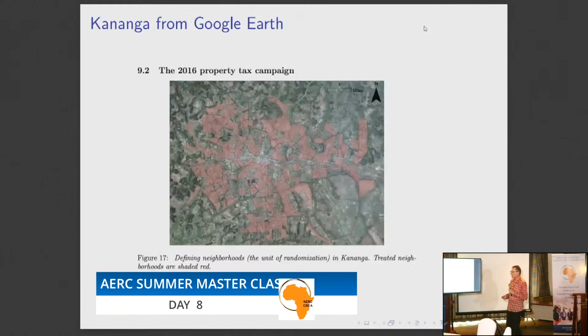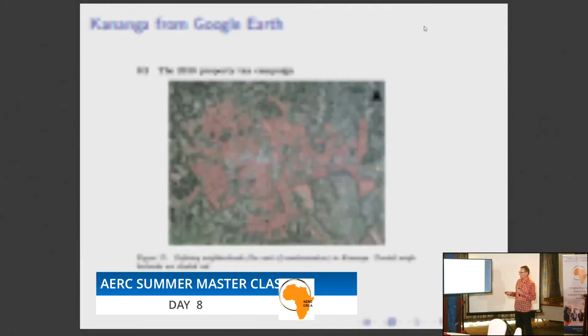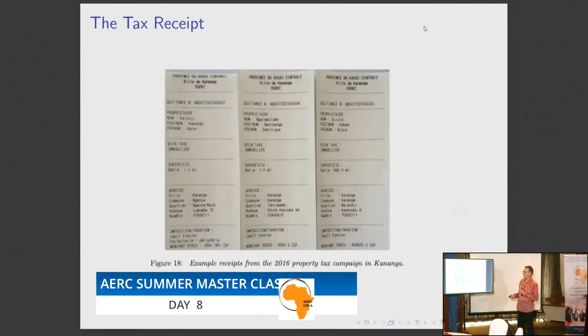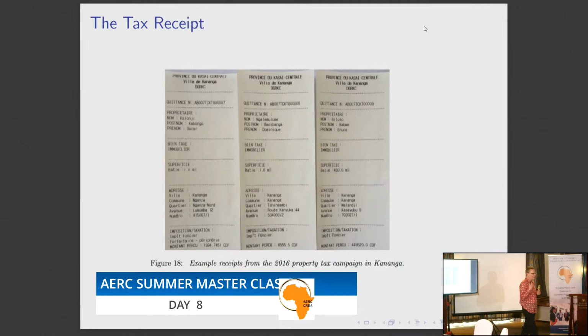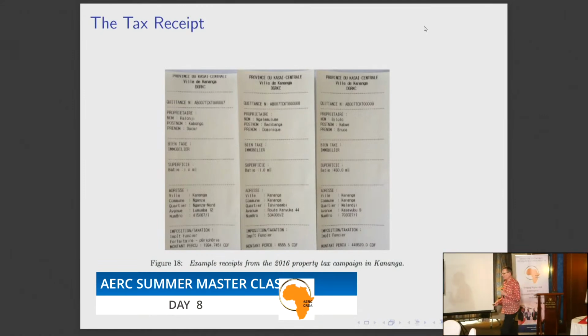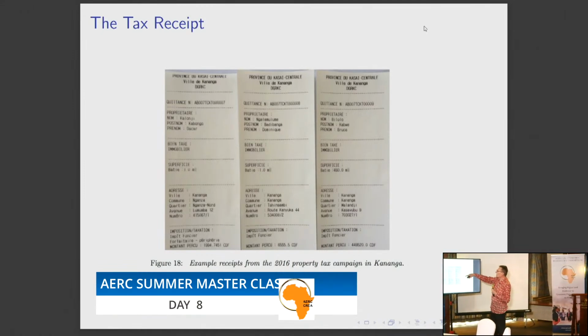Okay, all right, so here's Kananga. Okay, I think I went through that. Okay, and if you pay your tax, here's what you get. You get a little receipt. Here's some examples. Look at that. How about this for bureaucracy?